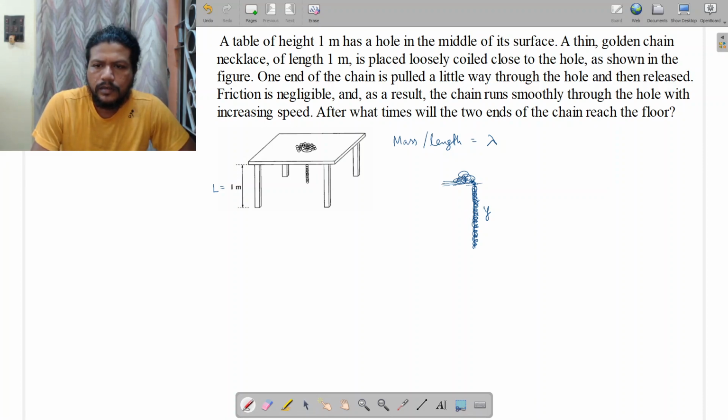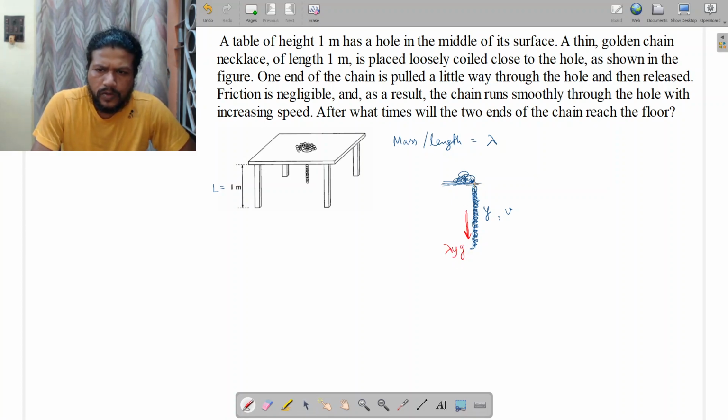The velocity of the chain at this moment, because y is the length from the top to the bottom of the chain, is nothing but dy by dt. But let's just call the speed v, which will be the same for the entire chain that is moving. Now, if you consider the forces acting on this chain, obviously we have the force of gravity pulling the entire chain down, and that force will be the mass, lambda into y into g, that's mg.